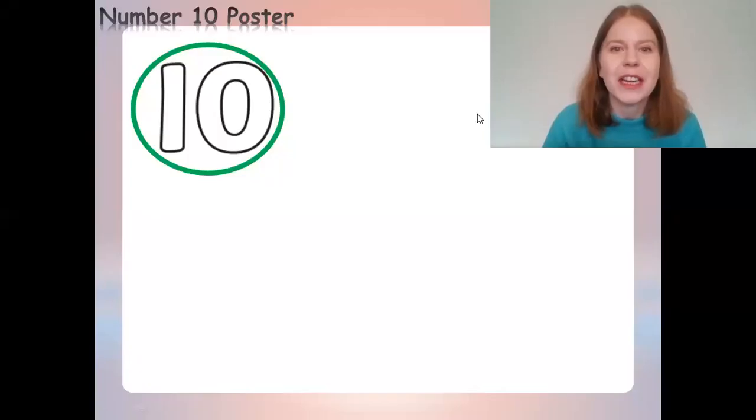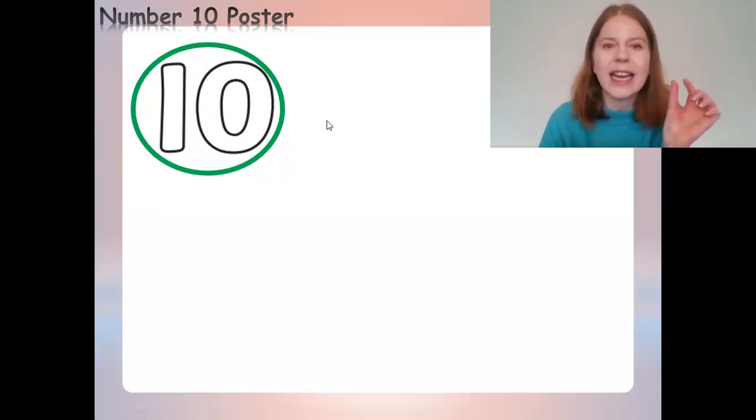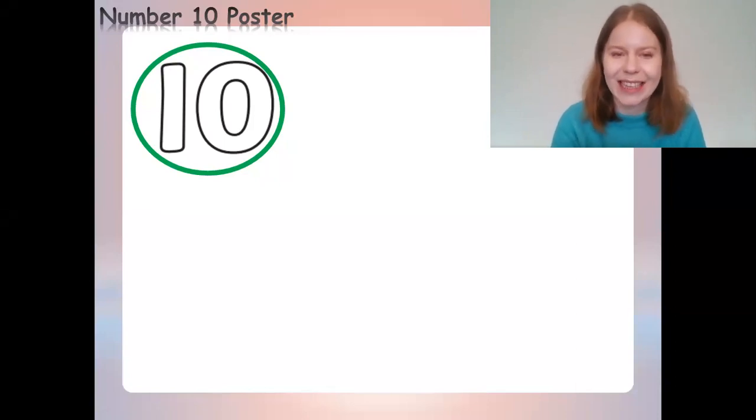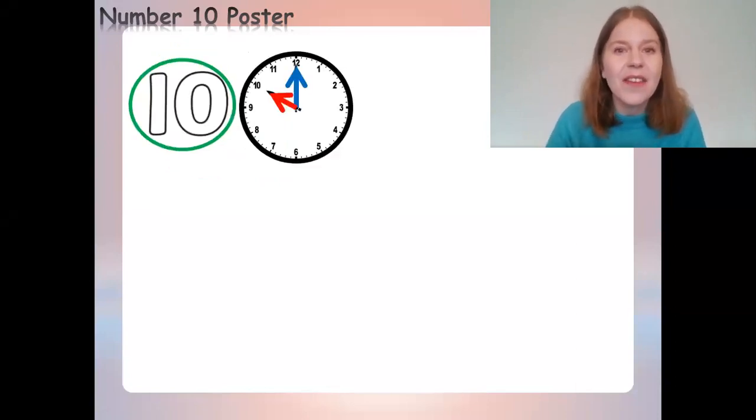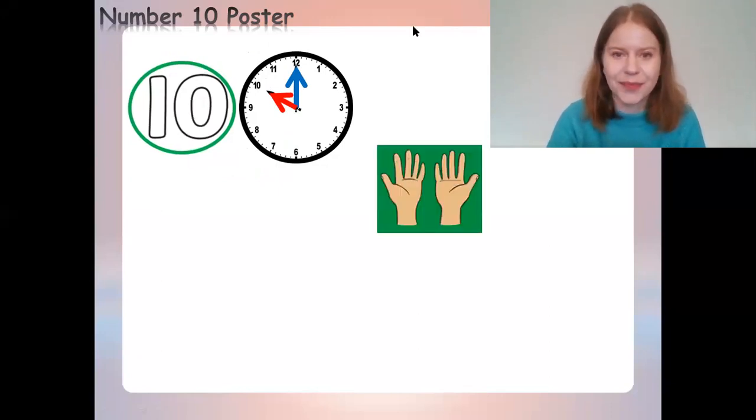So now we know the number of today is 10. And this is my number 10 poster. I can see that this is how we write the number 10. There's a 1 and a 0. 1 and 0 put together make the number 10. Have you ever seen 10 on a clock? I can see the number 10 just here, and that lets me know it's 10 o'clock.